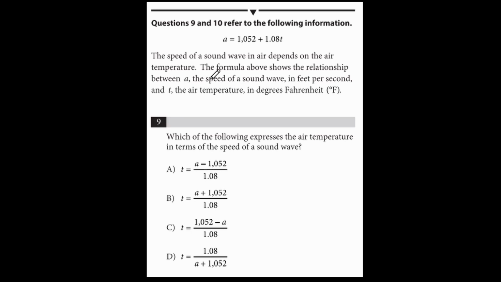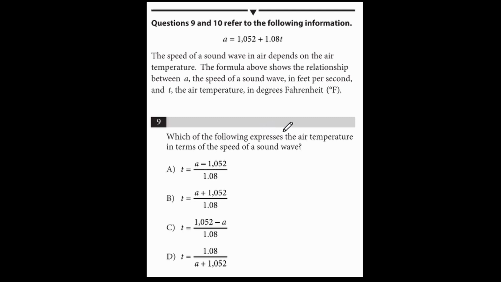The speed of a sound wave in air depends on the air temperature. The formula above shows the relationship between A, the speed of a sound wave in feet per second, and T, the air temperature in degrees Fahrenheit. Okay, so A is the speed of the sound wave in feet per second, and T is the air temperature in degrees Fahrenheit. Just to get a deeper understanding of what's going on.